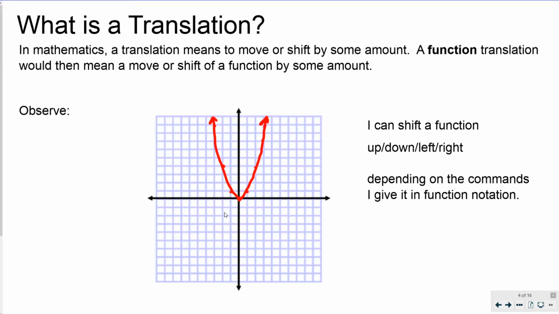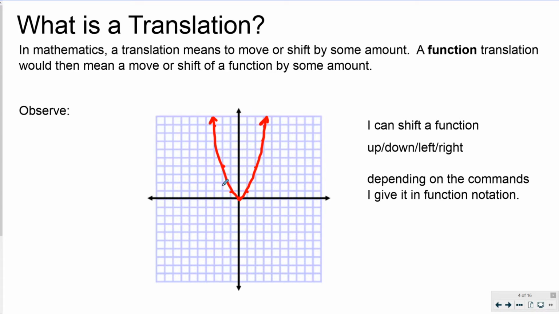So what is a translation? In mathematics, a translation means to move or shift by some amount. A function translation would then mean a move or a shift of a function by some amount. So observe. I can shift a function up, down, left, or right, depending on the commands I give it in function notation. What I am going to do here is take all of these points and move them down.